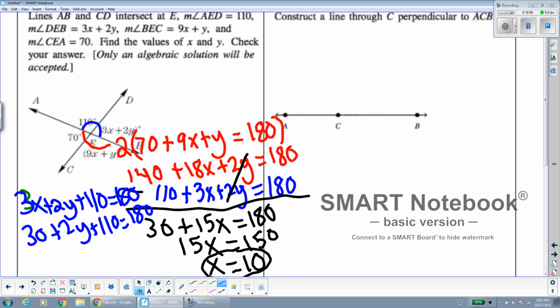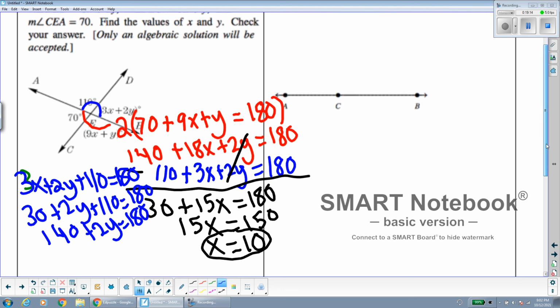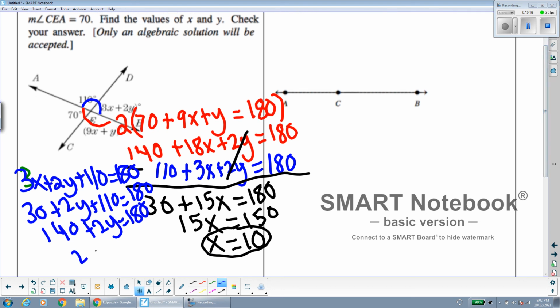Combining like terms, 110 and 30 gives me 140. So I have 140 plus 2y equals 180. If I subtract 140 from both sides, I get 2y is equal to 40. And if I divide by 2 on both sides, I get y is equal to 20. And there I have it. They work out to very nice numbers. I have the x variable, what it is, and the y variable.